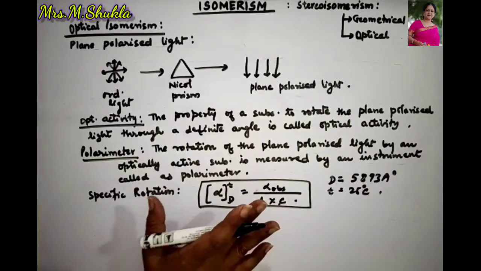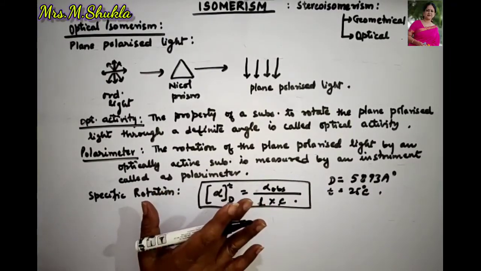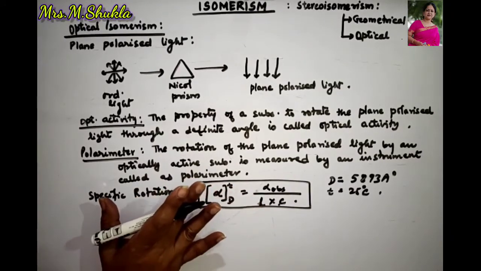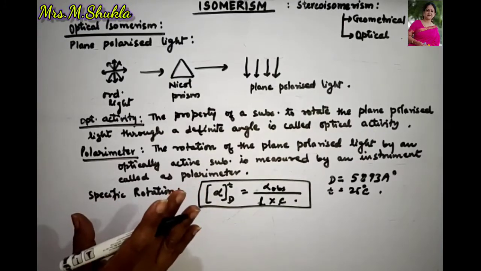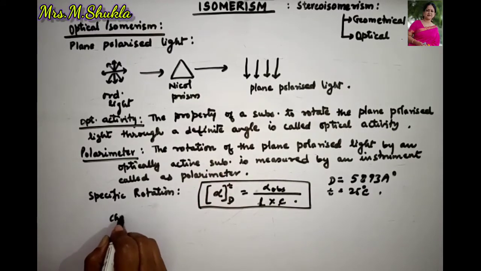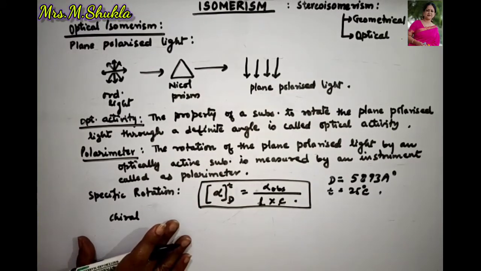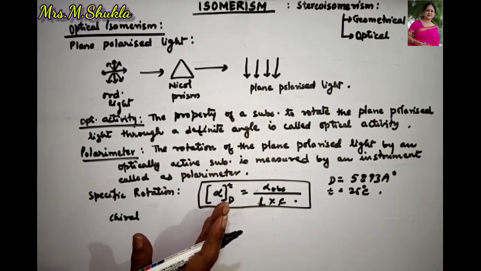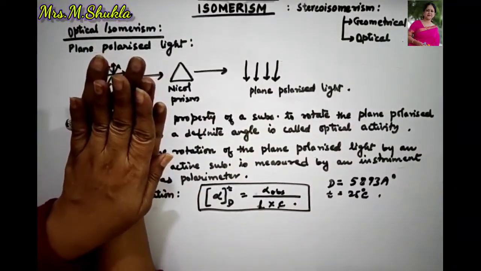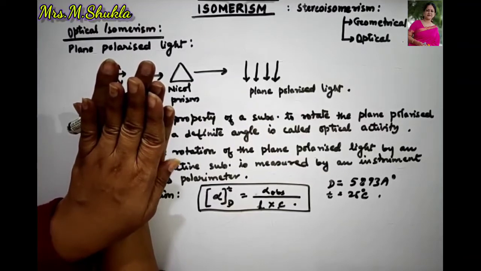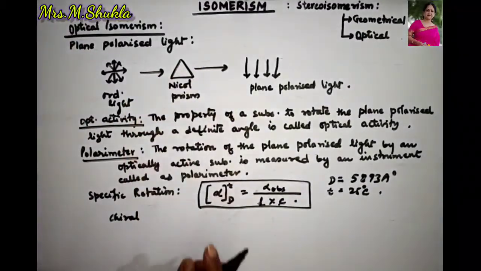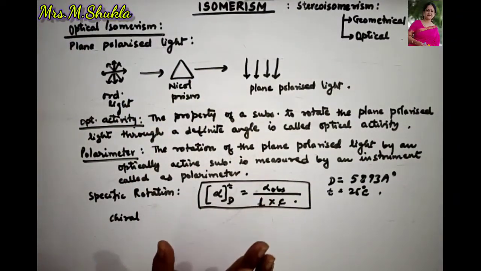So what is the cause of this optical activity? The optical activity of the substance is due to the presence of dissymmetry or chirality in the molecules. When an object is non-superimposable on its mirror image, it is called chiral, like a pair of shoes or your hands. When you superimpose one hand over the other, they are non-superimposable. One thumb is this side and the other thumb is this side, though they are of the same kind. Then they are termed as chiral.